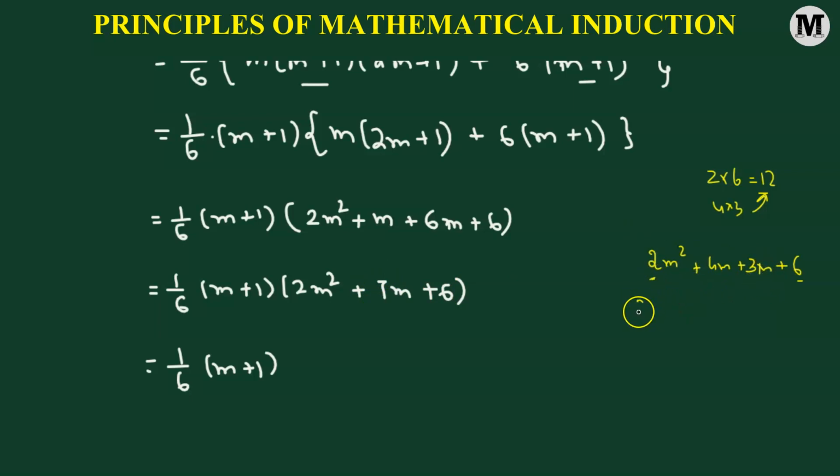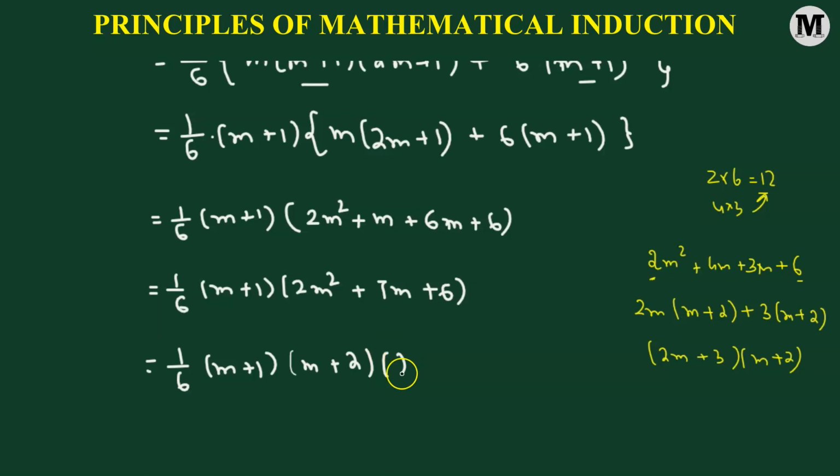From the first two terms, if we take 2m as the common factor, we are left with (m+2). Then we have 3m plus 6. From both of them, if we take 3 as the common factor, 3 gets multiplied by (m+2). So now we have (2m+3) multiplied by (m+2). We can now replace 2m squared plus 7m plus 6 with (m+2) multiplied by (2m+3), and this is exactly the expression on the right hand side.